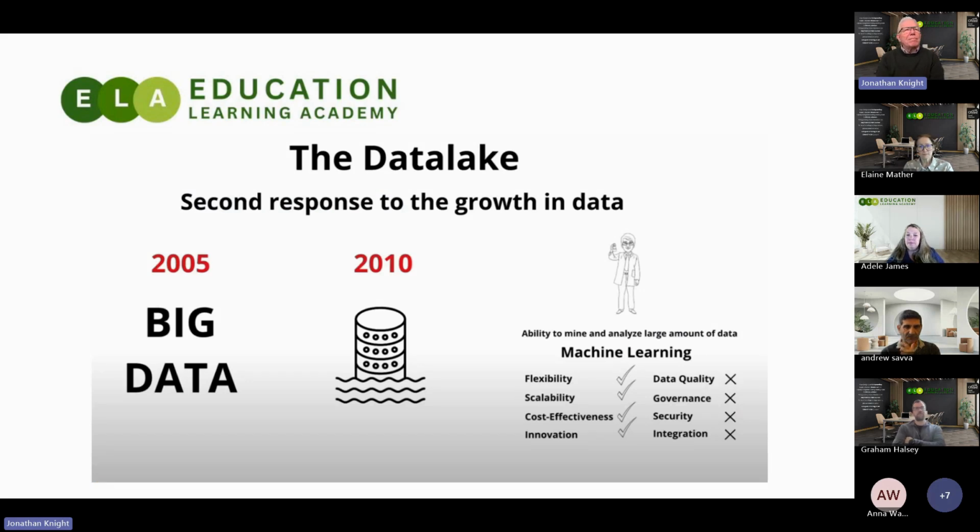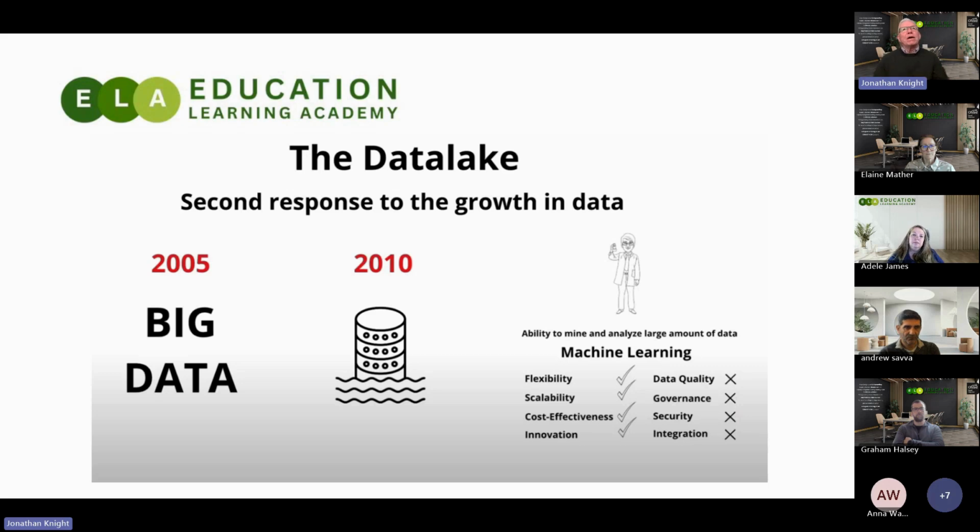So back in the early 2000s, you probably remember everything was about big data, and big data was normally in a data center somewhere with a SQL relational database. Relational databases sit behind things such as CRM systems, Salesforce, that type of thing, ServiceNow. Then around about 2010, we moved into the next phase, if you like, of storing data, and that was called the data lake. So that was, as I said, the second response.